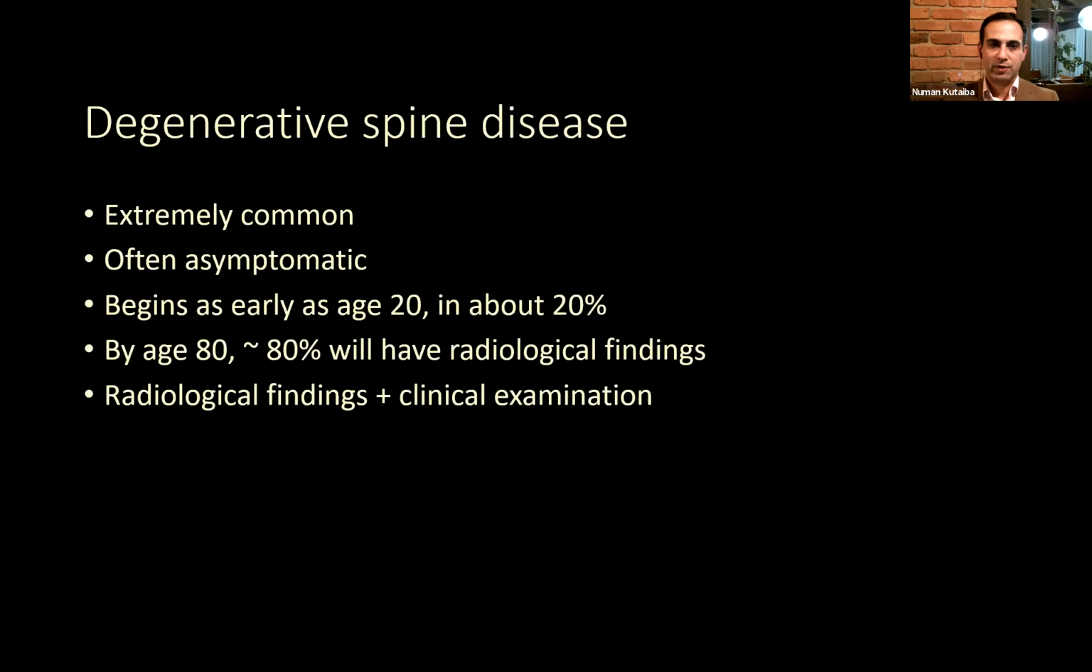So degenerative spine disease is extremely common. It's often asymptomatic. If you do any imaging that includes the spine, for example a CT of the abdomen and pelvis, you will see degenerative disease in the lumbar spine, which is included in that. It begins as early as age 20. Up to 20% of people by that age will have some form of radiological findings of degenerative disease, and by age 80, about 80% will have that. It doesn't mean that they're symptomatic from it. It just means that the wear and tear starts early. So the radiological findings will always need to be interpreted with clinical examination findings.